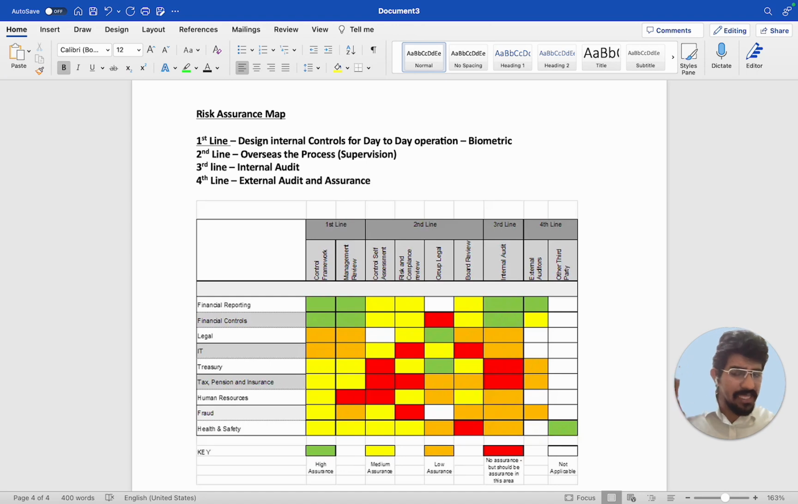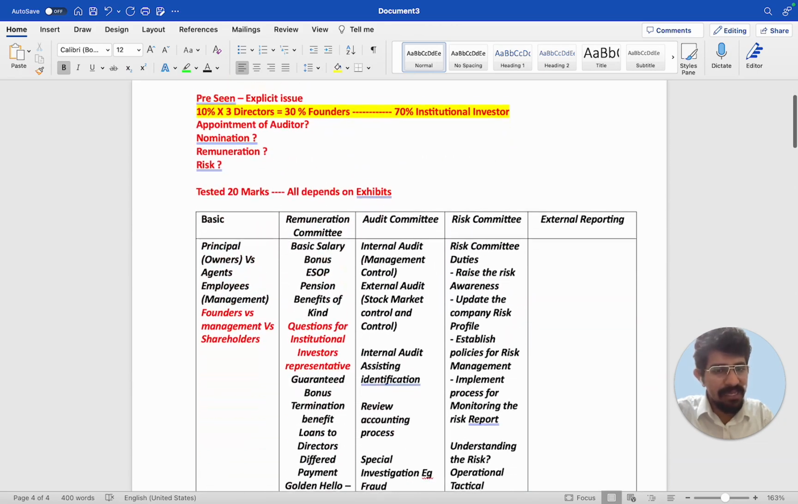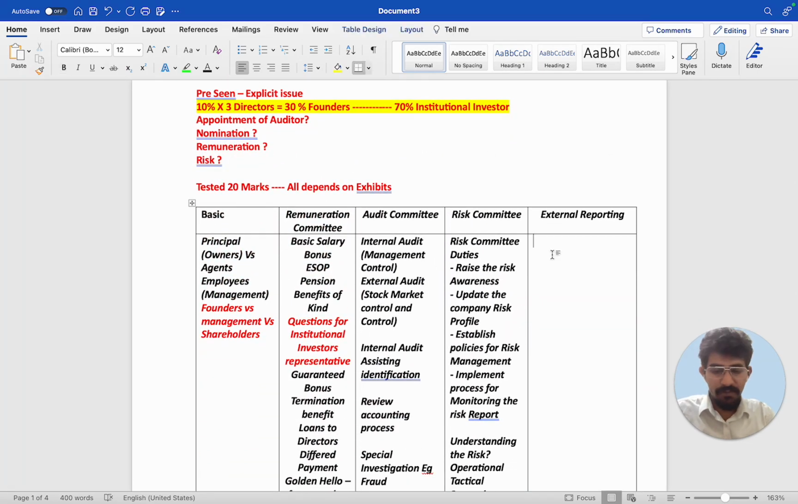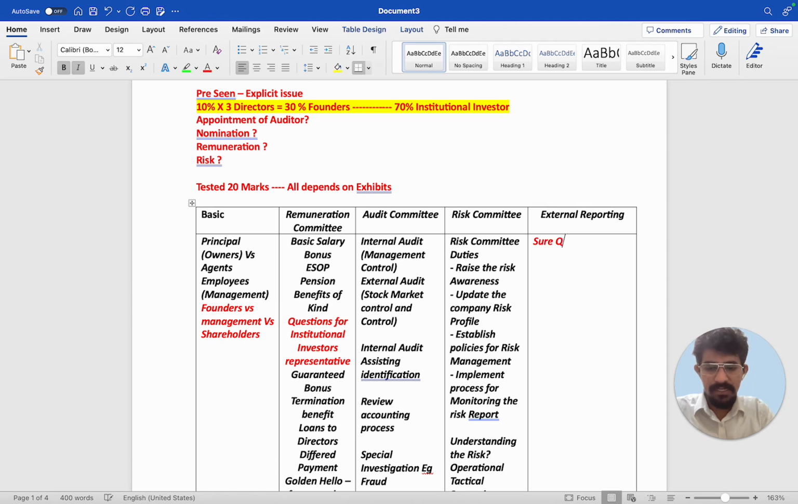So students, are you clear with this understanding of the risk assurance mapping? I believe that is very, very clear for the students at the moment. And again, students, don't memorize this, but you have to design an answer for a PPT or something using these headings only. So don't memorize all these things. Exhibit matters. And the last one is, students, external reporting, a favorite area of the examiner, a sure question can come. So I can write down here, students, sure question, because there are high chances this area is tested.